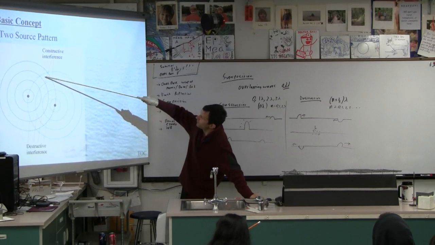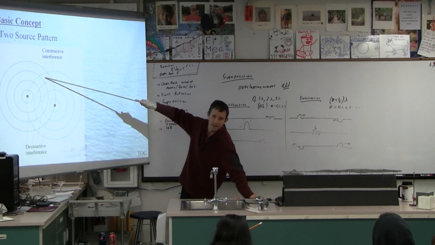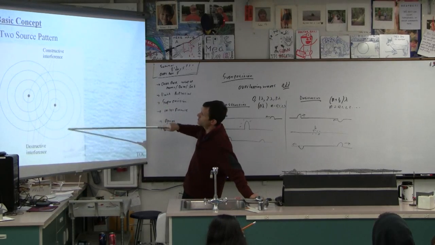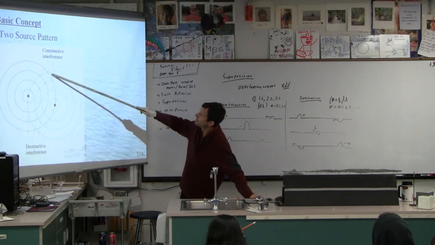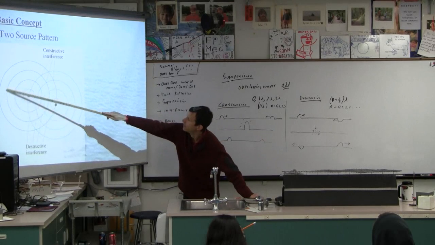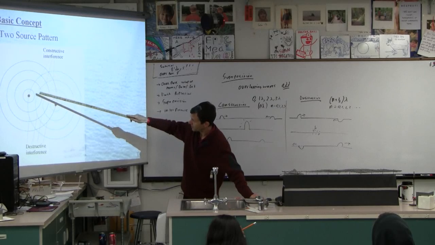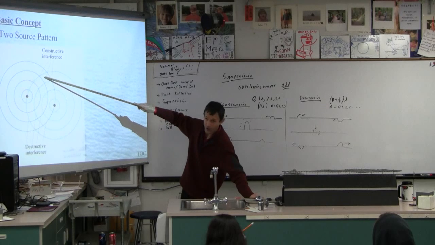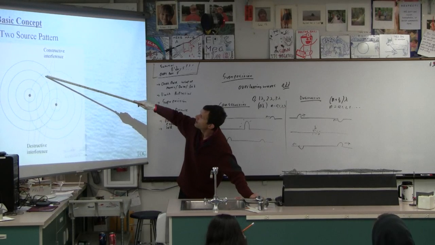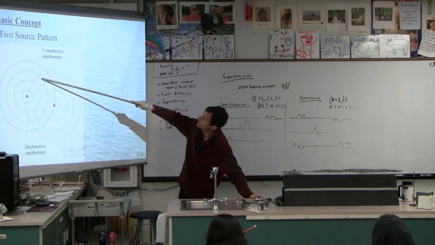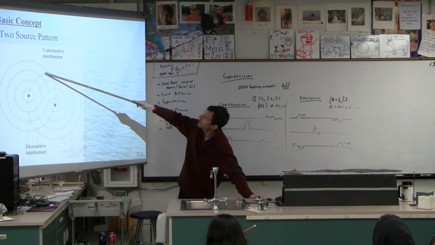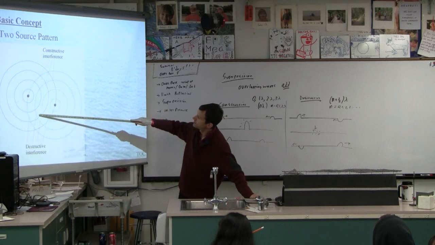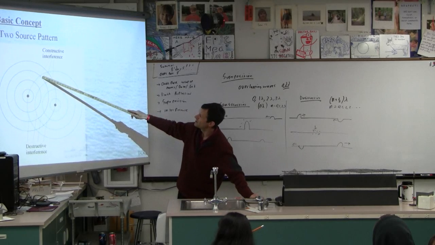How about the spot right in the middle there? That's not crest meets crest. What is that? Trough meets trough. This trough here from this guy is meeting this trough. There, in between these lines is a trough from this guy. So this is going to be a super hole in the water. This is going to be a super wave on the water. And then halfway in between, this is a crest meeting a trough. Here's a trough from this guy, and here is a crest from this guy. This is destructive interference there.